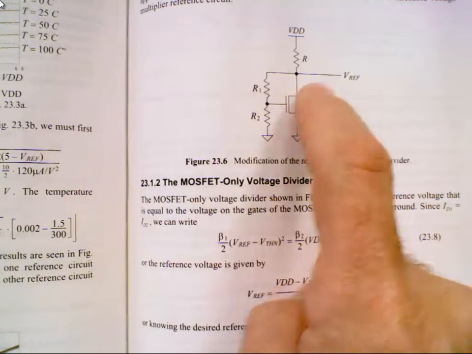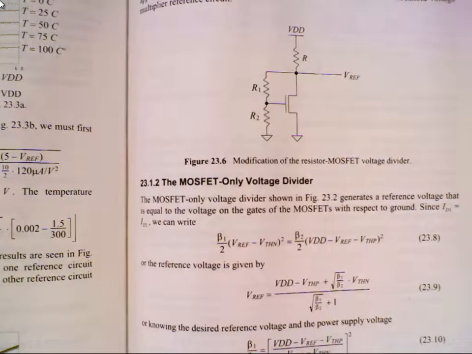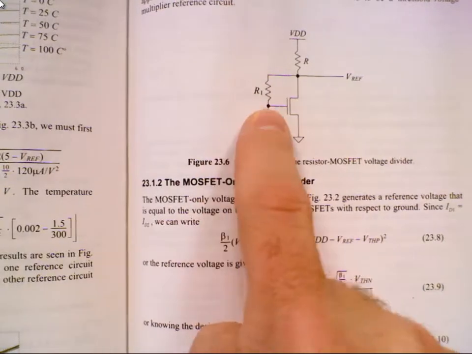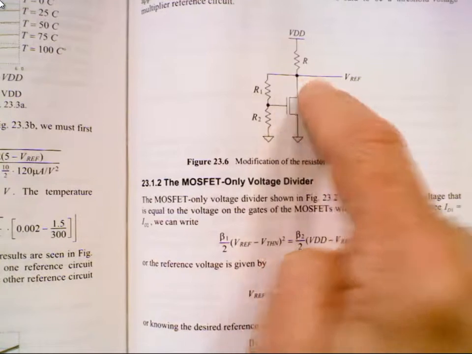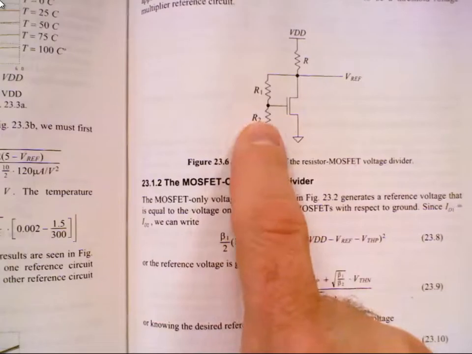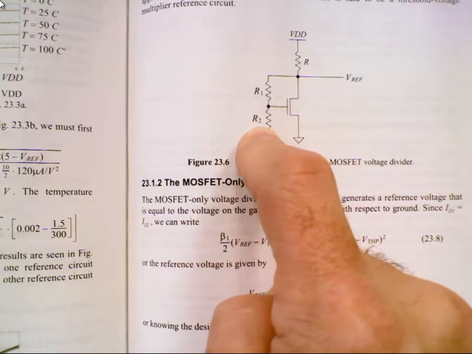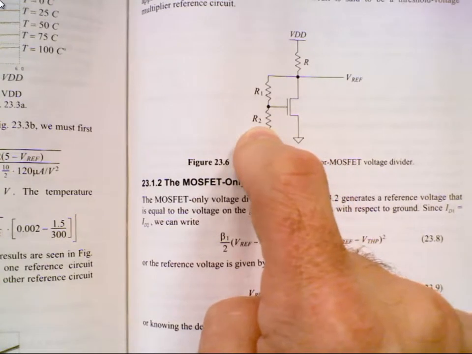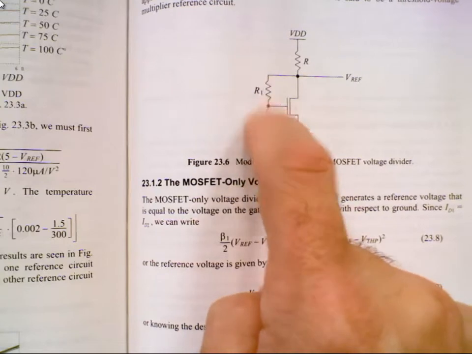Think of it real simple. If this voltage is the threshold voltage, this voltage is some multiple of the threshold, right? How does this voltage change if these two resistors' values change with temperature? It doesn't, because it's a resistive divider.